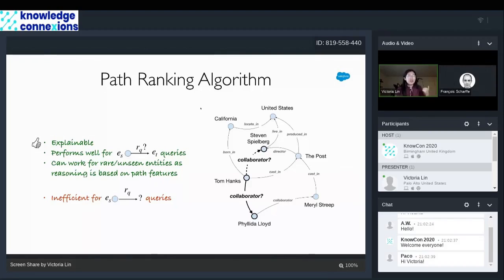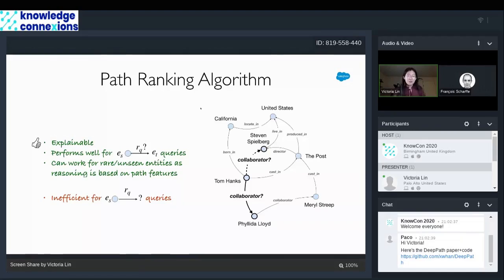However, a caveat for this type of approach is that it is inefficient for questions where the source entity is specified, the target relation is specified, but the target entities are not specified. So for example, instead of asking whether Tom Hanks and Steven Spielberg have collaborated before, we just ask who has collaborated with Tom Hanks. In this case, this type of approach becomes very inefficient because we need to enumerate basically all paths between Tom Hanks and any other entities in the knowledge graph and use them for the prediction. So this poses an efficiency problem here.